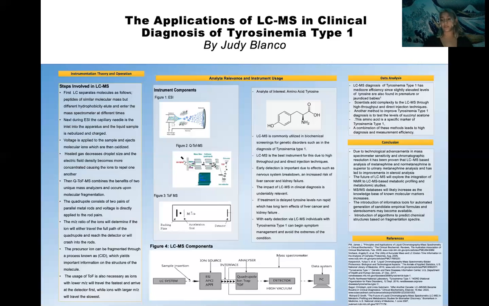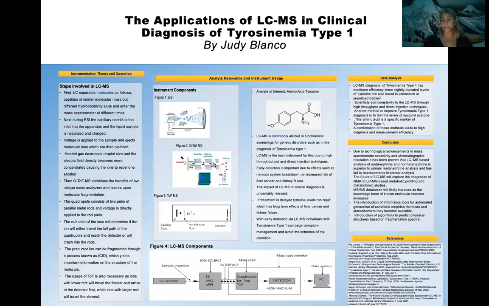LCMS is commonly utilized in biochemical screenings for genetic disorders, such as in the diagnosis of tyrosinemia type 1. When analyzing the genetic disorder, the analyte of interest is the amino acid tyrosine. The detrimental effects of tyrosinemia type 1 can cause nervous system breakdown and increased risk of liver cancer and kidney failure. Since tyrosinemia type 1 is incurable and lifelong, early detection via LCMS is vital in ensuring the disease does not progress.